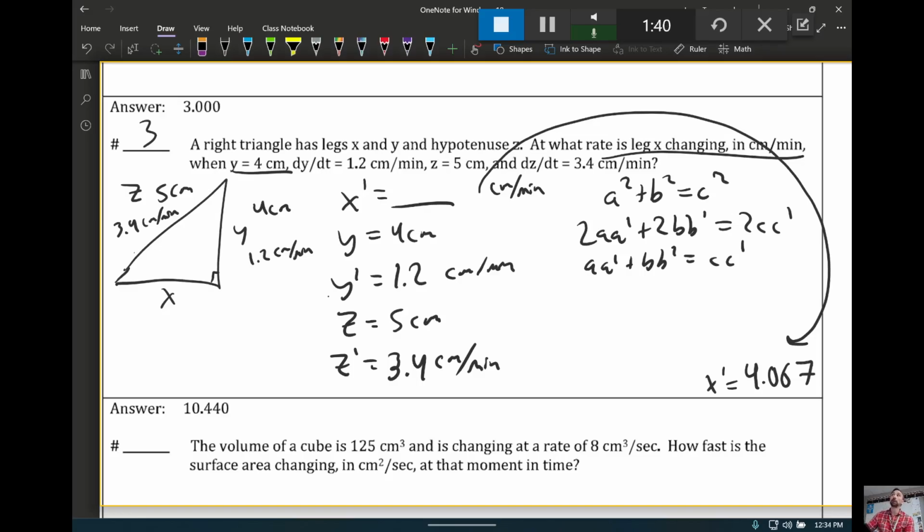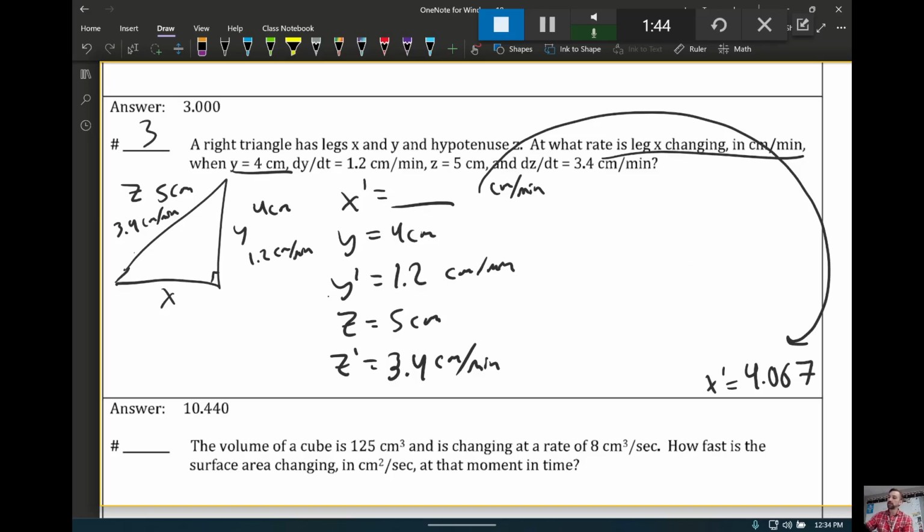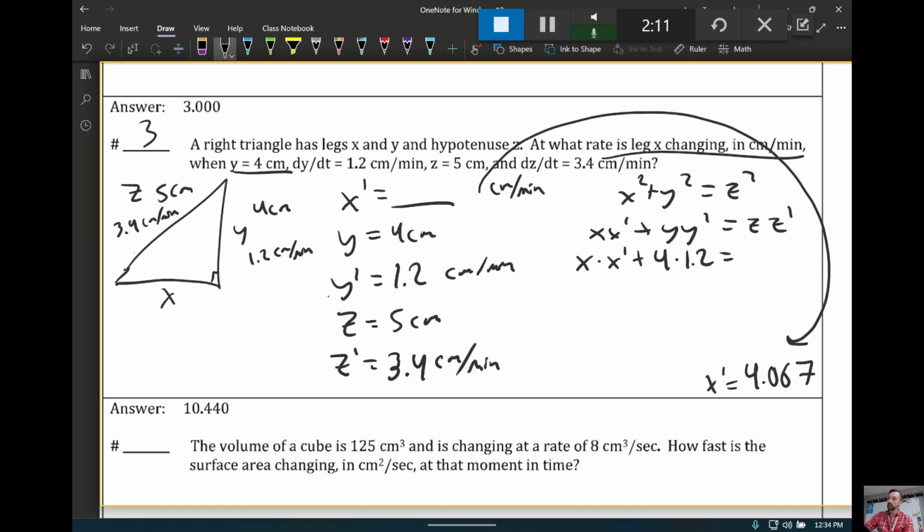And actually, I probably shouldn't be saying A, B, and C here. I should have said X squared plus Y squared equals Z squared, just because they're using X, Y, and Z. But so after the derivative and dividing by 2, it looks like that. And then start plugging in the information you have. I don't know X. I certainly don't know X prime, because that's the point of the question. But I do know Y. I know Y prime. I know Z. And I know Z prime.